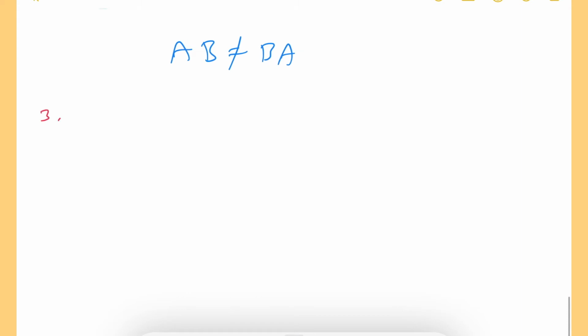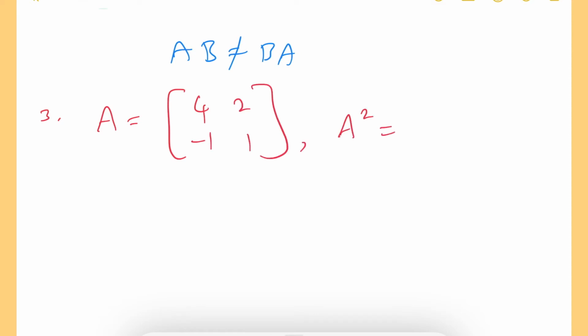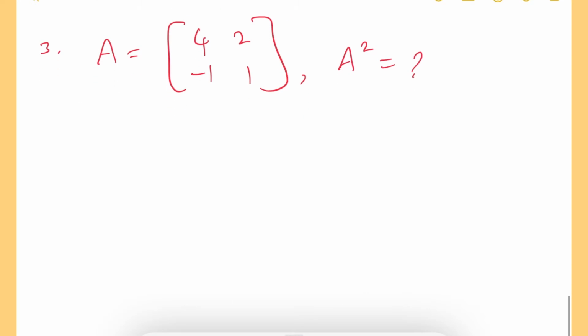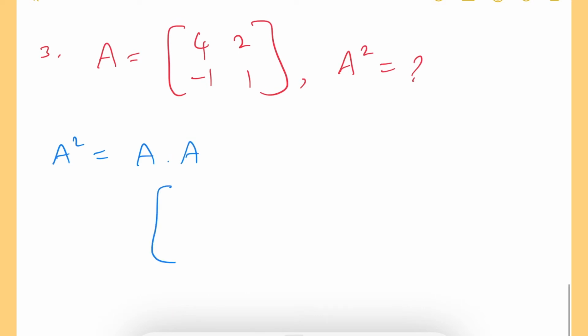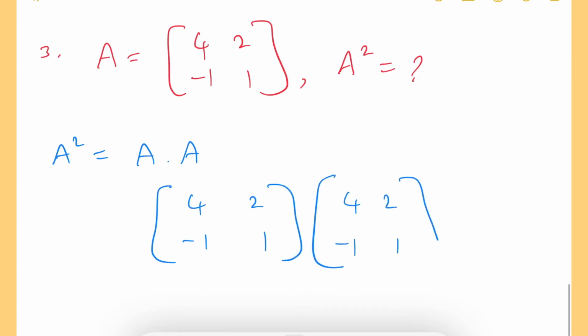Next, third question. Matrix A is given as 4, 2, minus 1, 1. And he is asking to find the value of A square. A square is nothing but A into A. So now just simply multiplying the matrix 4, 2, minus 1, 1. Again, the same we need to multiply with 4, 2, minus 1, 1.